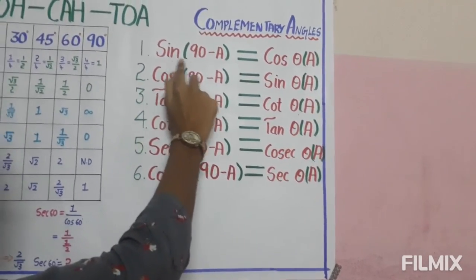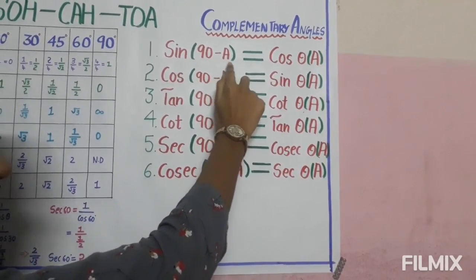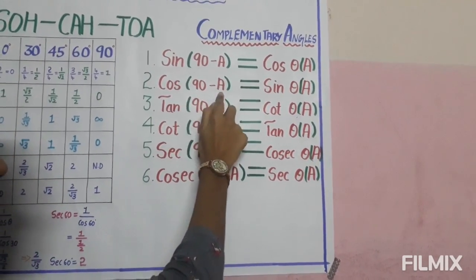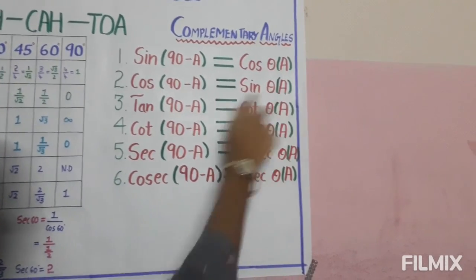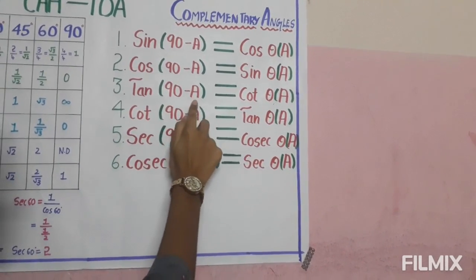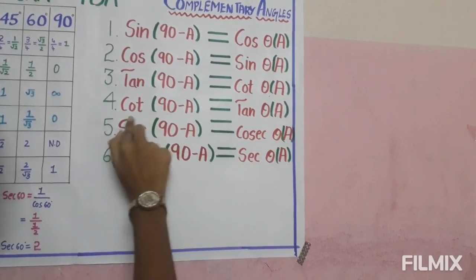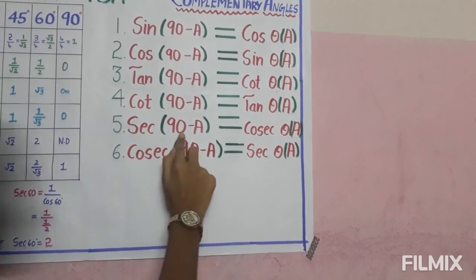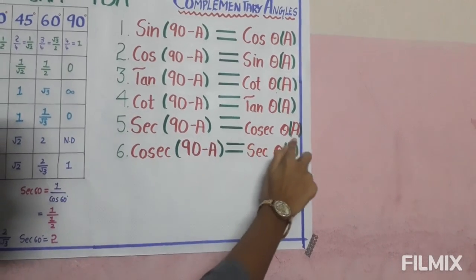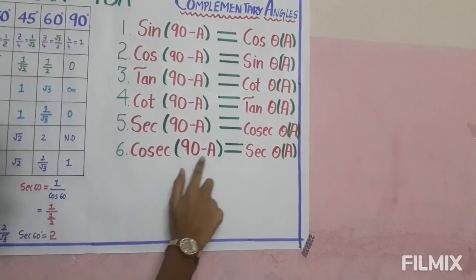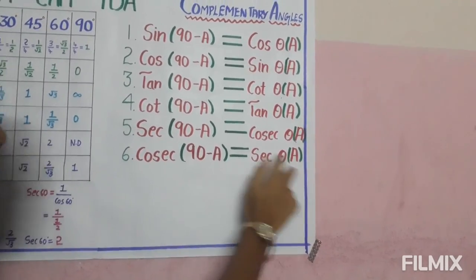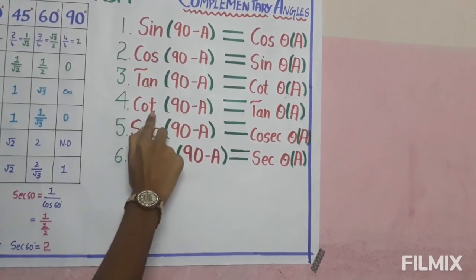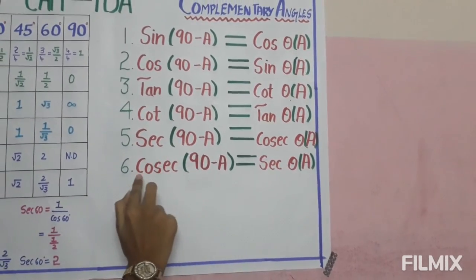Sine 90 minus a equals cos a. Cos 90 minus a equals sine a. Tan 90 minus a equals cot a. Cot 90 minus a equals tan a. Sec 90 minus a equals cosec a. Cosec 90 minus a equals sec a. That means sine is related to cos, tan is related to cot, and sec is related to cosec.